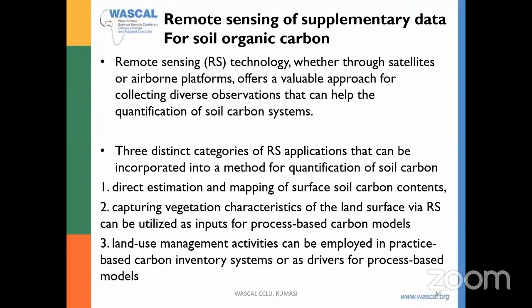The first has to do with direct estimation and mapping of the soil organic carbon. This is done by field sampling and laboratory analysis. GPS locations are stored, and statistical or regression analyses are performed on them. The second has to do with capturing vegetation characteristics over the land surface using remote sensing products. And these are mostly used in the process-based carbon models and also land use management, where we are assessing the land use changes and farming practices, which can be incorporated into our process-based model.